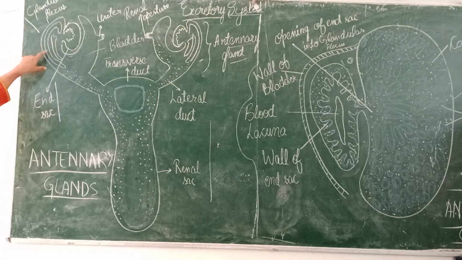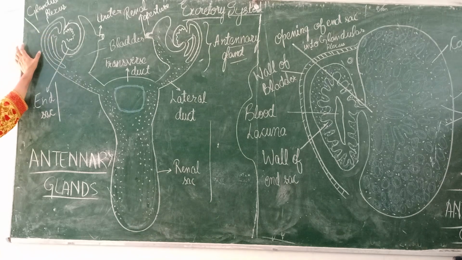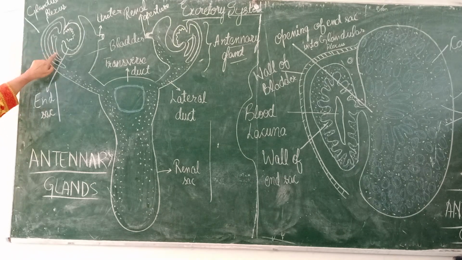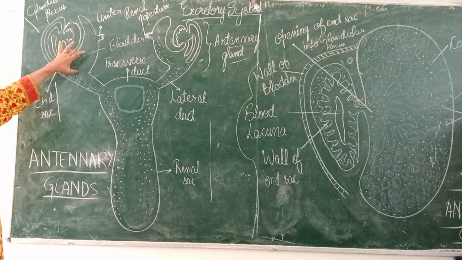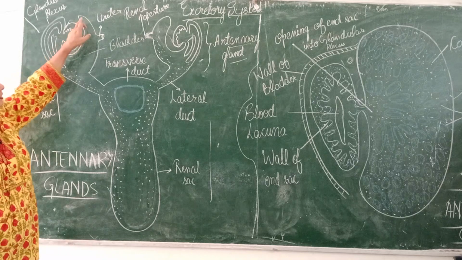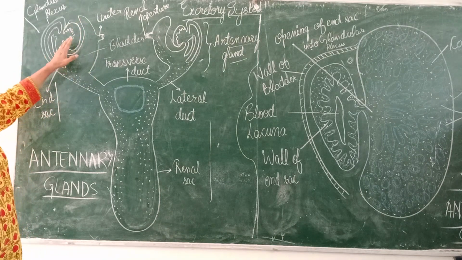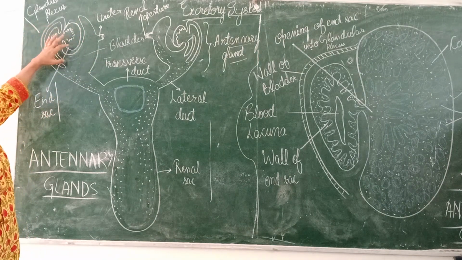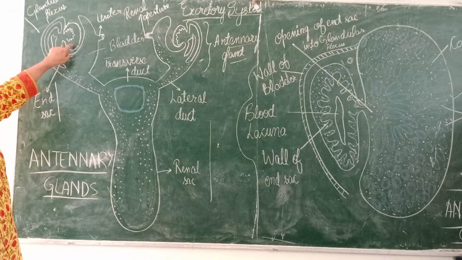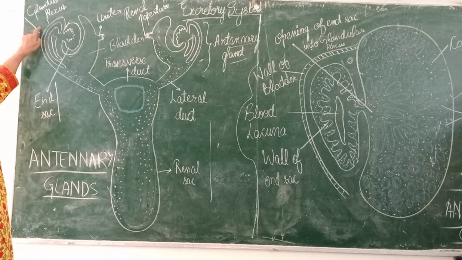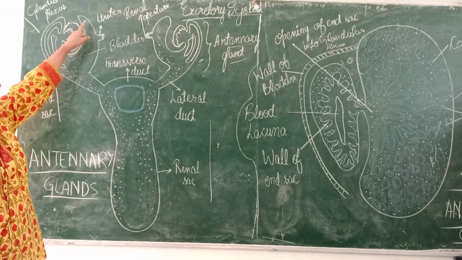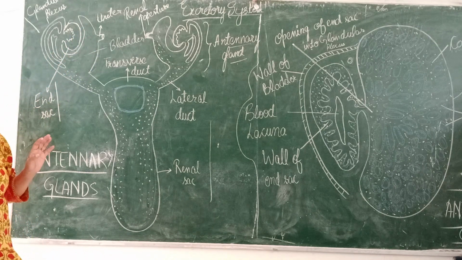The glandular plexus is also a multi-membrane structure. Outside this end sac, on one side there is the glandular plexus, and on the other side there is the ureter.